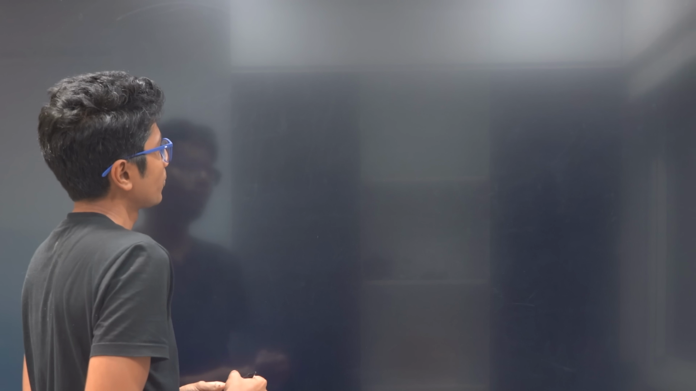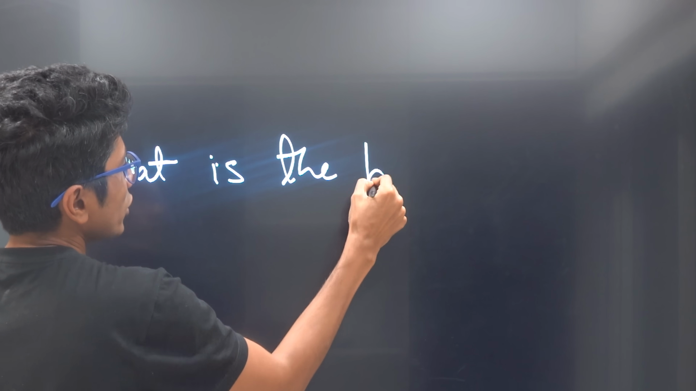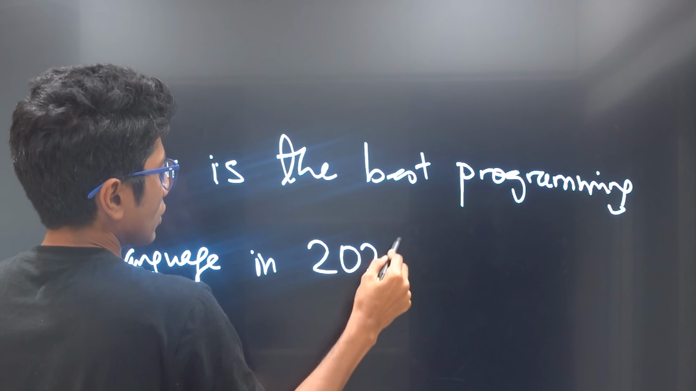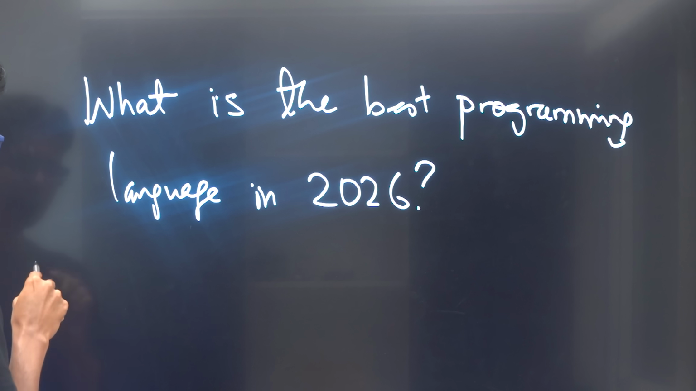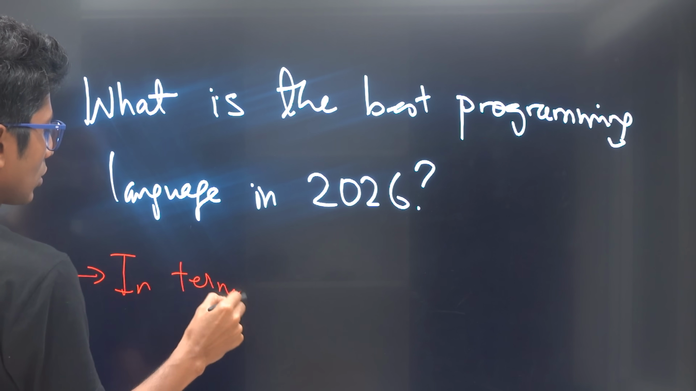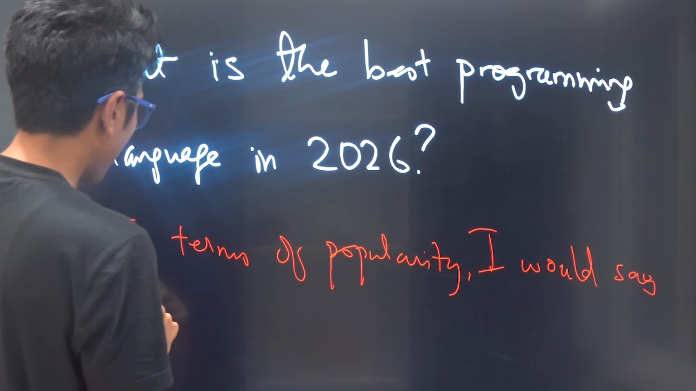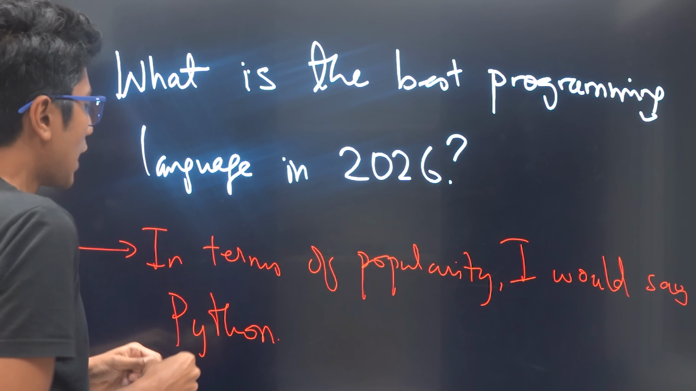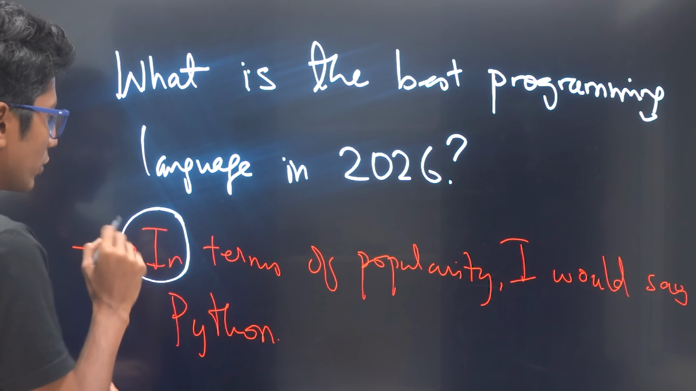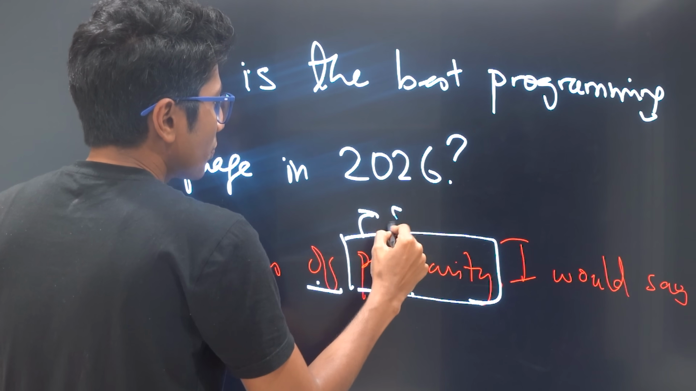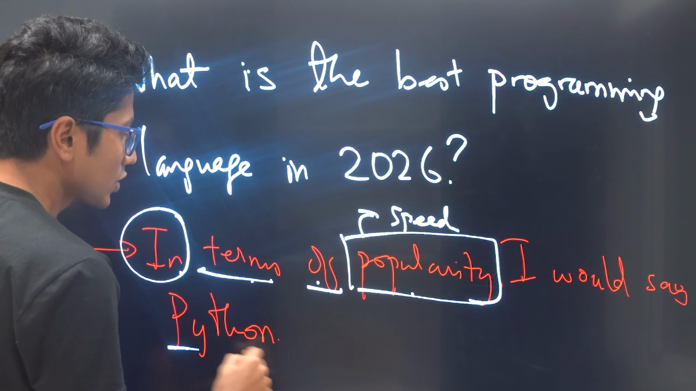So let's start. To understand diffusion-based models, let's see how they generate output. An input query might be, what is the best programming language in 2026? And if you have a large language model, it might say, in terms of popularity, I would say Python. Here, the large language model is going to be generating tokens one by one from left to right. But if you would consider some other feature, let's say speed, then maybe you would say Rust or Go.